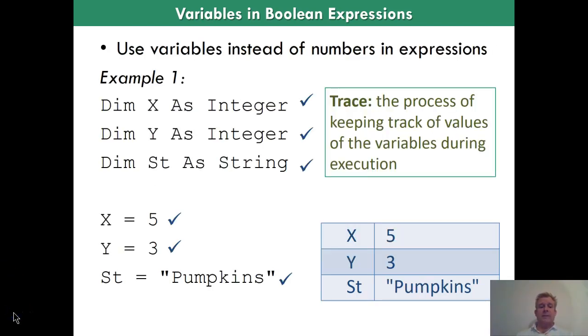Now let's recap. The first thing that you saw is that a trace is the process of keeping track of values of the variables during a program's execution. This is a very useful troubleshooting step, and one that everybody should be using.